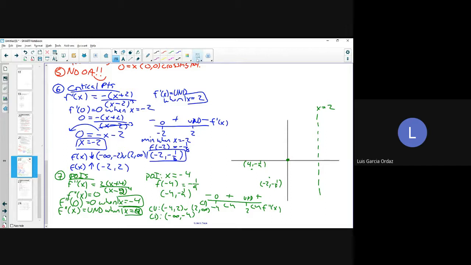So I know that from -infinity to -4, I'm concaving down. Okay? And then I'm concaving up and always increasing. And then over here, it is an interval of increase and it is concaving upwards. Okay? So that's how you would graph this rational function.